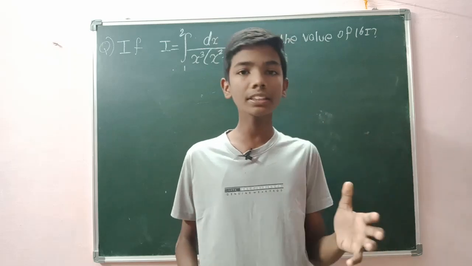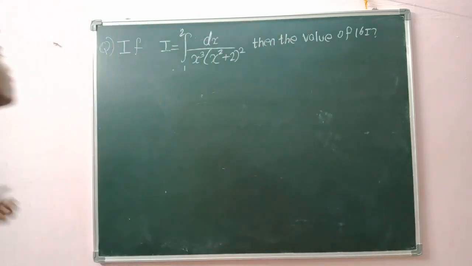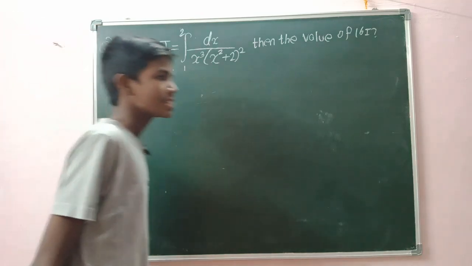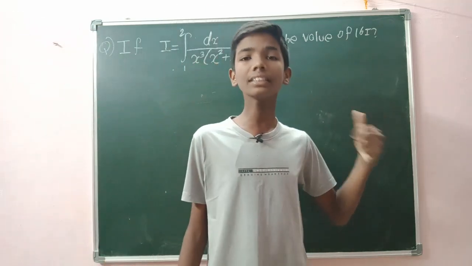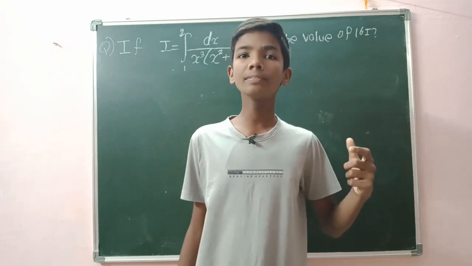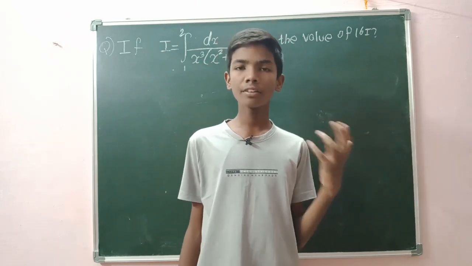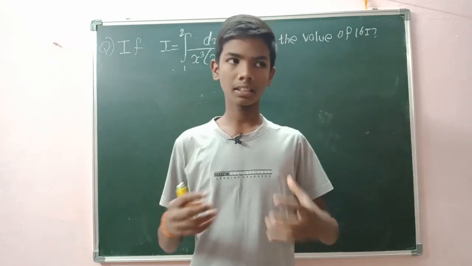It's a 2023 question. So the question is, if I is equal to the integral of dx by x cube into (x square plus 2) whole square from 1 to 2, then find out the value of 9I. And people, this question was asked in your 25th January shift. I don't know if it's shift 1 or shift 2. This question was asked at that time.